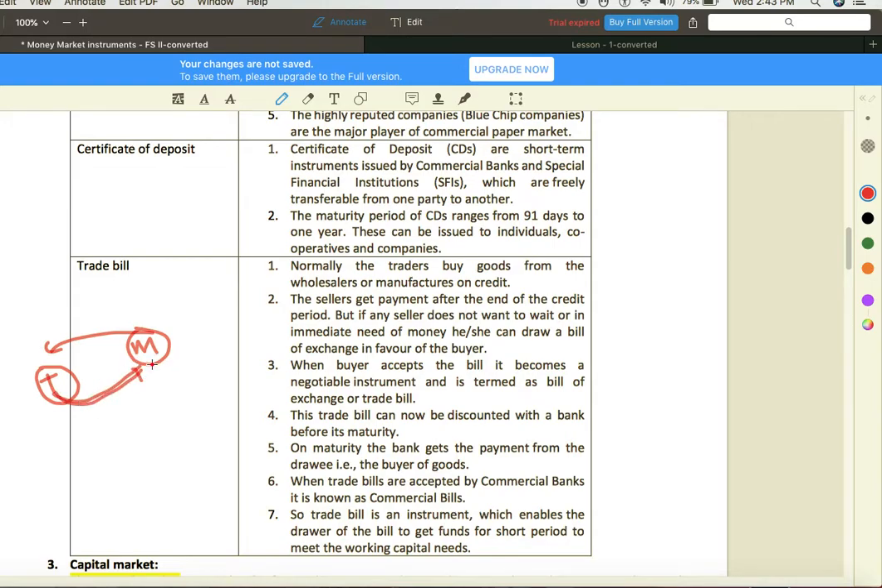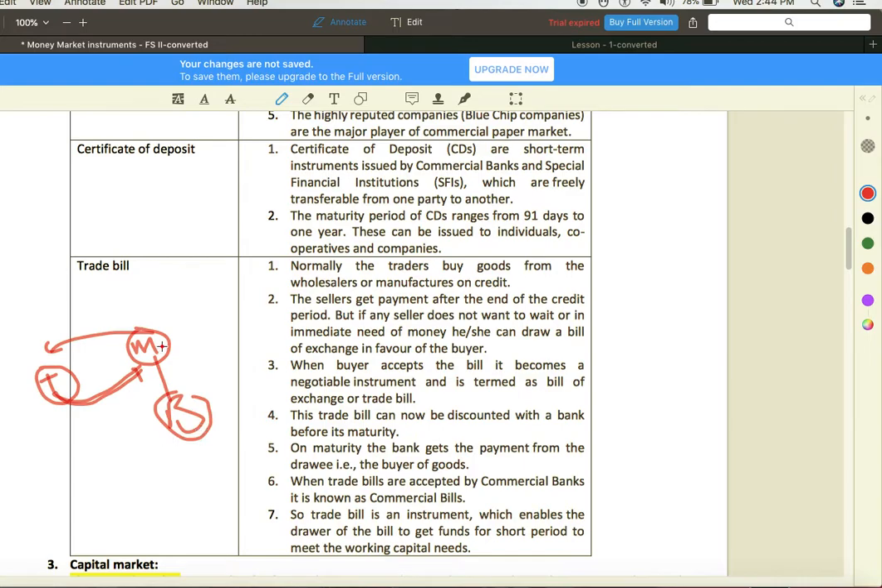Then the manufacturer wants money. The trader will pay within a certain time, maybe 90 days, right? Whatever time. But until the trader pays, if the manufacturer wants money, what does he do? He will go to the bank, show the same bill which is accepted by the trader, and get a loan from the bank. When the manufacturer presents the bill of exchange signed by the trader in the bank and gets the loan, it is called discounting of bill of exchange.